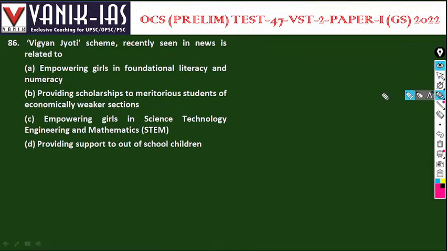Bigyan Jyoti scheme, recently seen in the news: related to empowering girls, foundation literacy and numeracy. This is wrong. Why? Because Bigyan means related to science. So this is wrong. Scholarship for meritorious students, economic equals. This is wrong. Science and technology is here, so this is right.